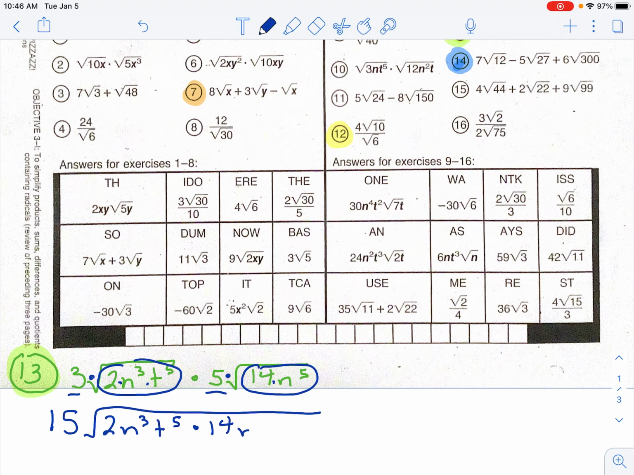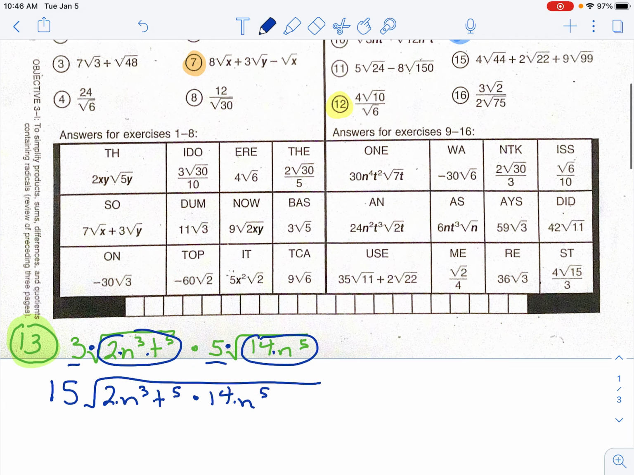Now we have two separate radicals we're multiplying together, so we're just going to multiply the pieces underneath. And again, these are all just multiplication. The 15 isn't going to change right now, but we can multiply the 2 and the 14 together to get 28. Multiply n to the third and n to the fifth, that would be n multiplied together 3 plus 5, 8 times. And then we have t to the fifth.